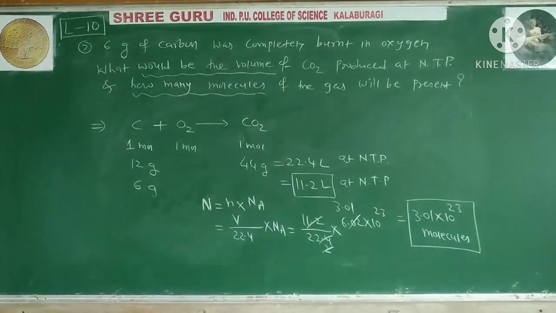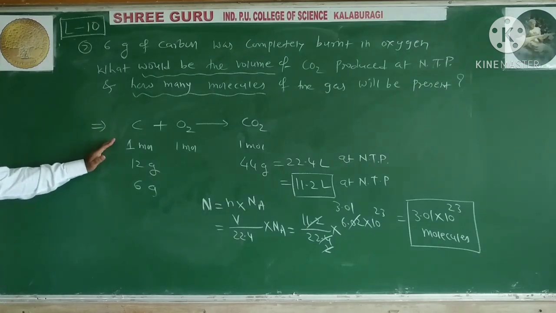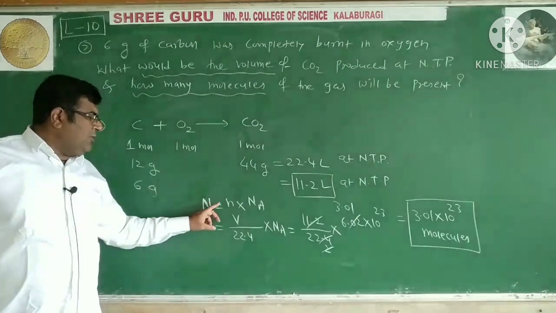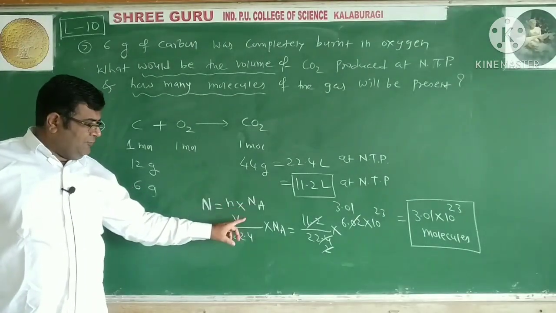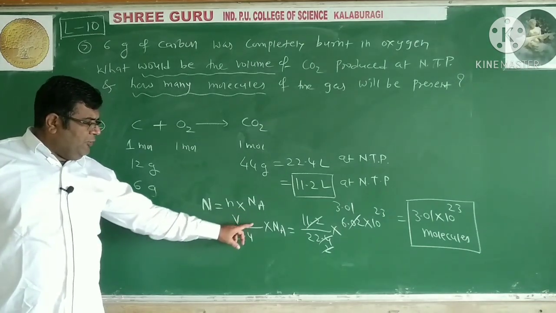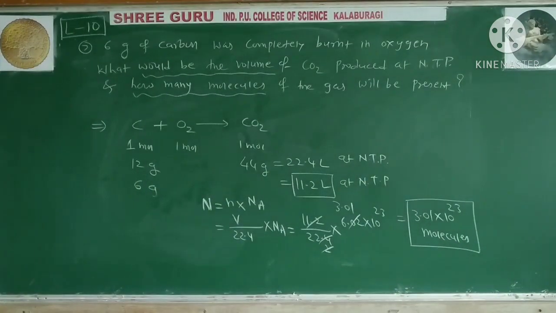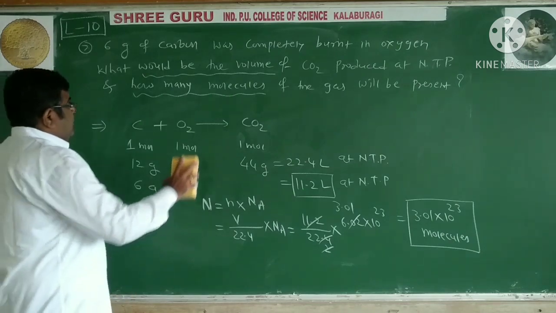Let's see how we solve this question. First we have written the equation C plus O2 gives CO2. If 12 gram carbon, 44 gram of CO2 or 22.4 liter of CO2. 6 gram carbon, 11.2 liter. That is volume. But along with volume, number of molecules also. Number of molecules is equal to number of moles into Avogadro number, 11.2 by 22.4 into Avogadro. These are the number of molecules. So this is question number 7.